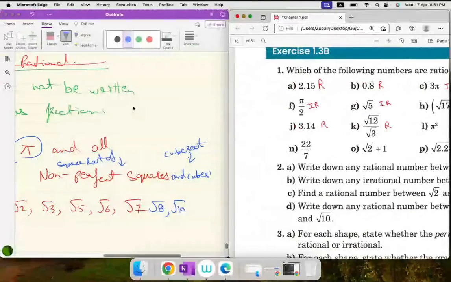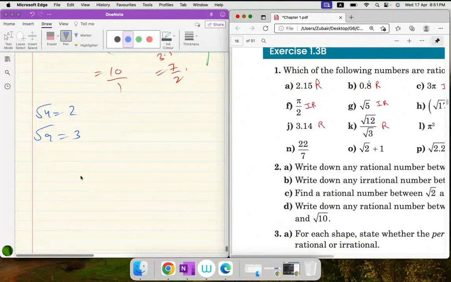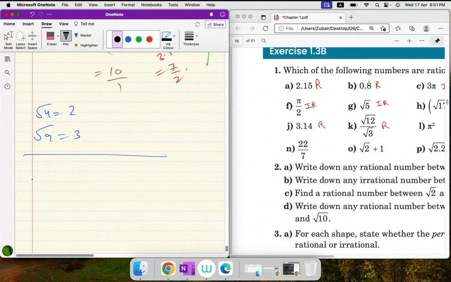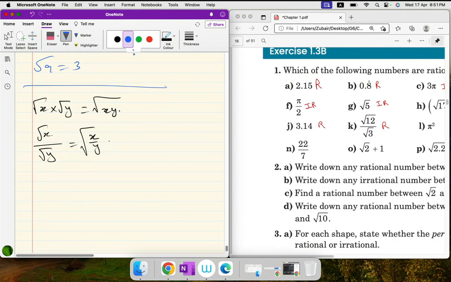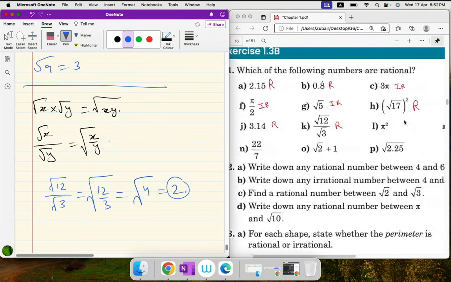Now, how do we handle square roots? Whenever we get such kind of number, for example, we have square root x multiplied by square root y, we can write it as square root of xy combined. And so is the division. Square root x divided by square root y is square root x over y. So we had square root 12 over square root 3. So I can write it as square root of 12 over 3, which is square root 4, and that is 2. So perfectly rational number.